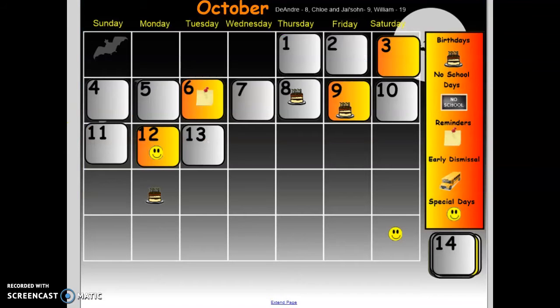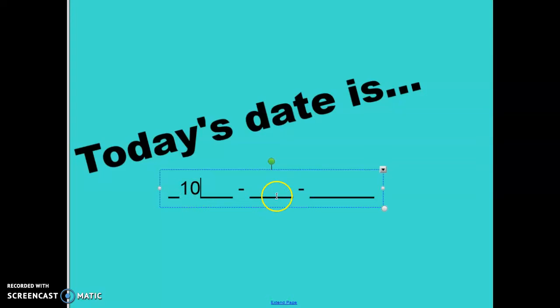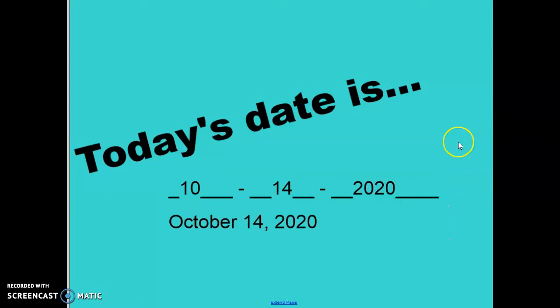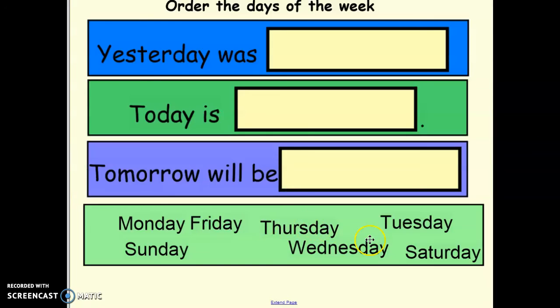The month is October. Yesterday was October 13th. If yesterday was the 13th, add one more, and today is the 14th. Let's put our date down. October's the 10th month. October 14th, 2020. Let's put it in word form. October 14th, 2020.